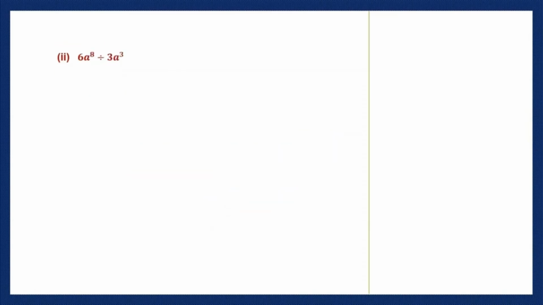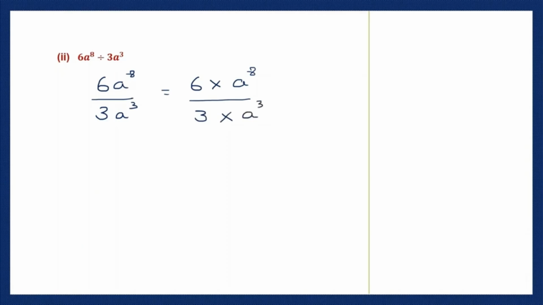Question 2. 6a to the power of 8 by 3a to the power of 3. So this will be 6 into a to the power of 8 by 3 into a to the power of 3. So first let's cancel the numbers. 3 ones are 3, 3 twos are 6. Okay, so now let's continue.